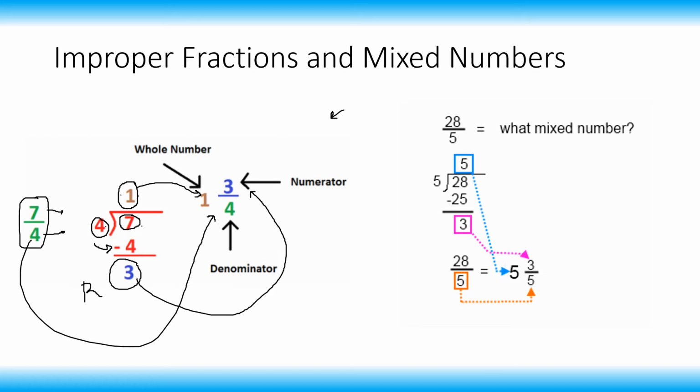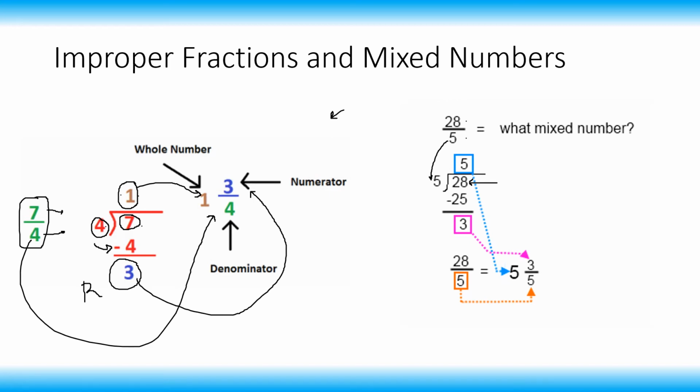And here's a second example, which you can look at. It works in a really similar way. 28 divided by 5. The 28 goes in here. That's our new dividend. The 5 comes along on the outside. That's what we're dividing by.